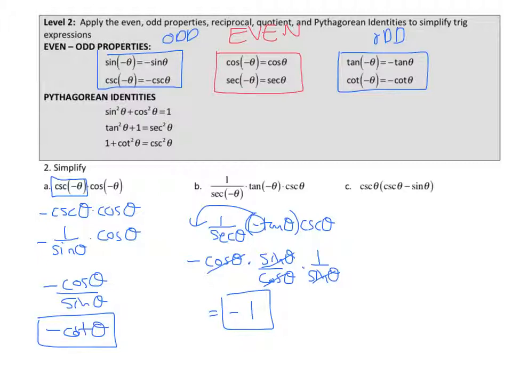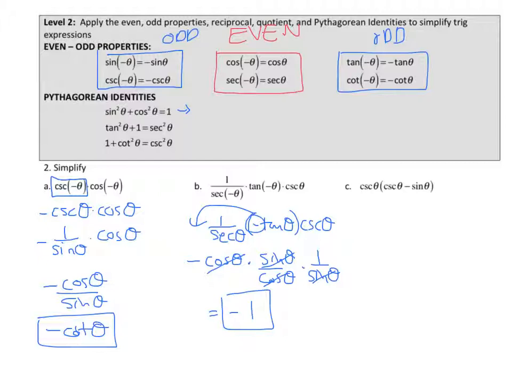Now back to our other properties. The other properties that we need to know are the Pythagorean identities. These come from the properties of a right triangle. Sine squared theta plus cosine squared theta will always equal 1. So when we're simplifying expressions, if we see sine squared theta plus cosine squared theta, we can replace it with a 1.